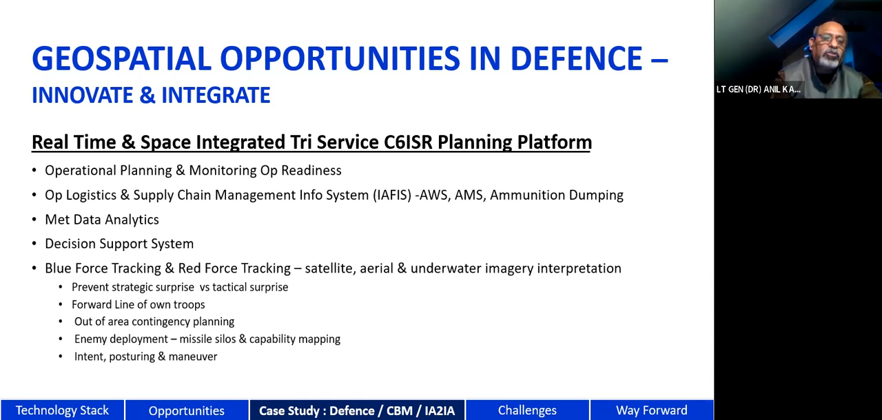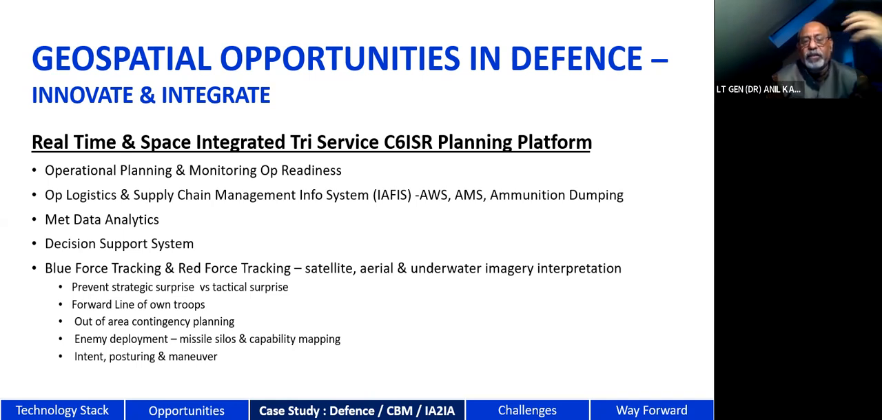Then we saw a huge train of loaded vehicles moving on the road. And that's how you avoid tactical surprise. So these are very important indicators. Then you have the forward line of own troops. When you do out-of-area contingency planning, that means you plan to do operations abroad. Maybe in your neighboring countries, there may be a need for it.